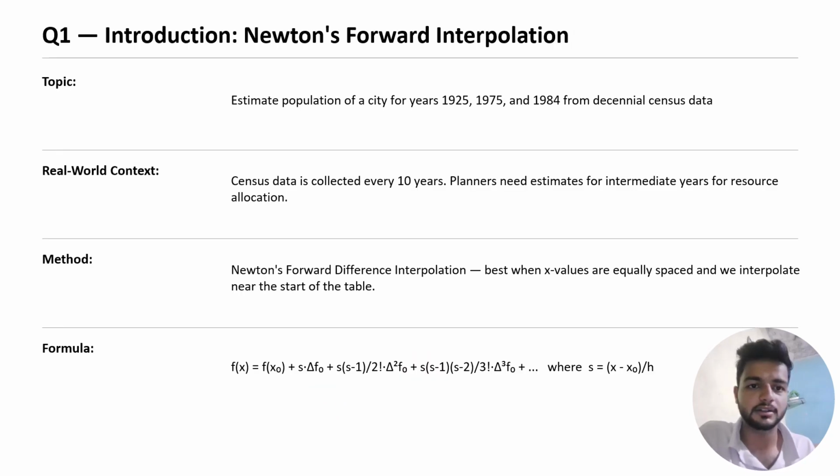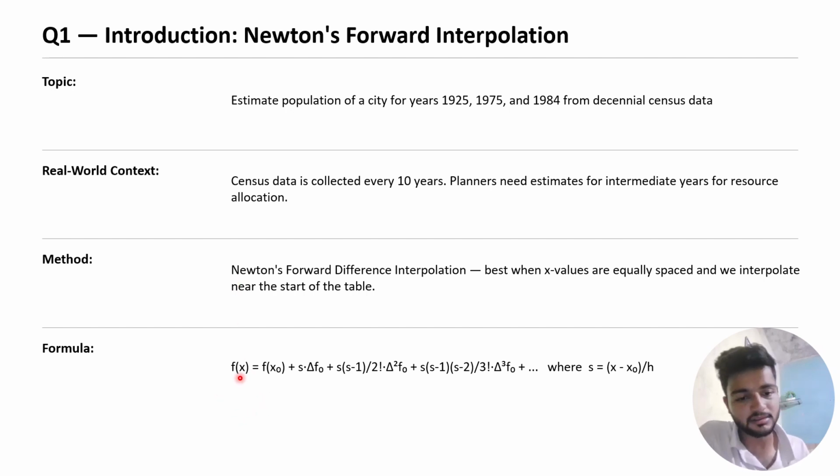So, Newton's forward interpolation. Question number 1: we have to estimate the population of a city at 1925, 1975 and 1984. Real world context: census data is collected every 10 years. Planners need estimates for intermediate years for resource allocation. Method: Newton's forward difference interpolation. Best when x values are equally spaced and we interpolate near the start of the table.